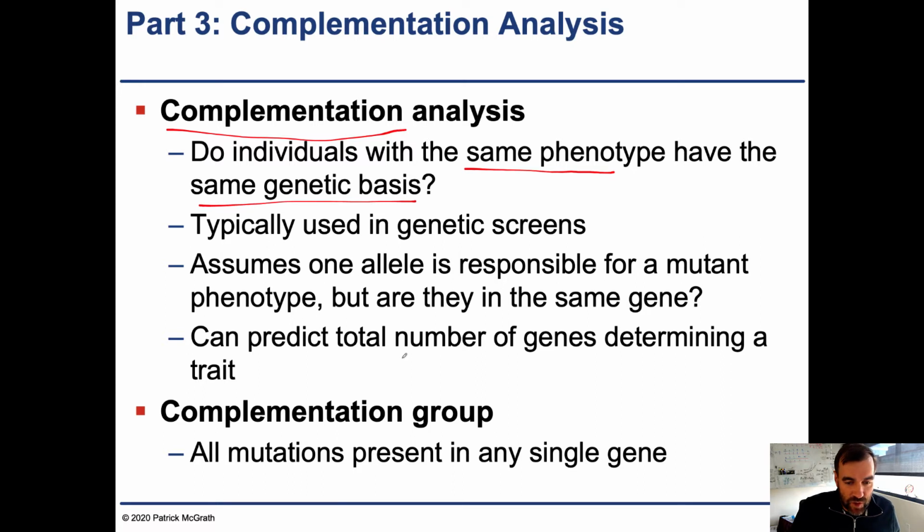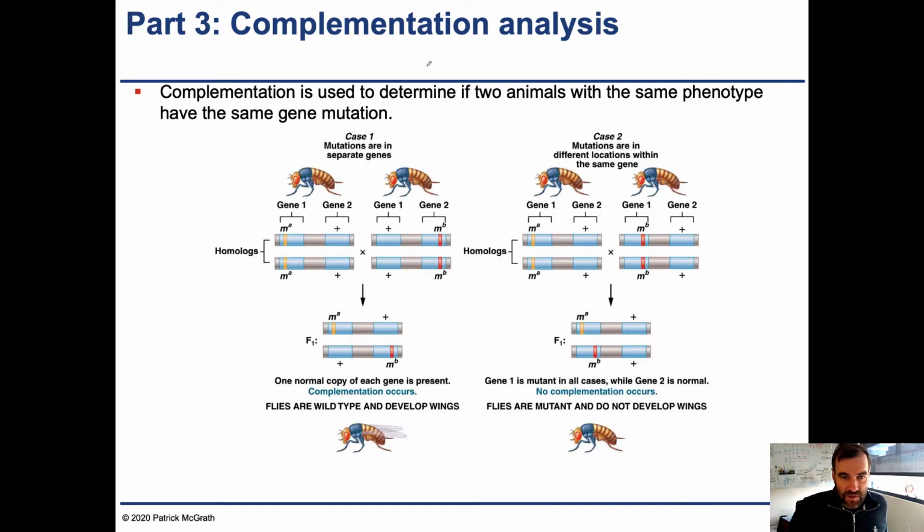And it can be used to, one, predict the total number of genes that influence a trait, and it is used to define a complementation group, where you have multiple mutants that are affecting the same gene. So as always, I feel like it's best to understand this stuff with a real life example. And so an example of this is in Drosophila, so these fruit flies.